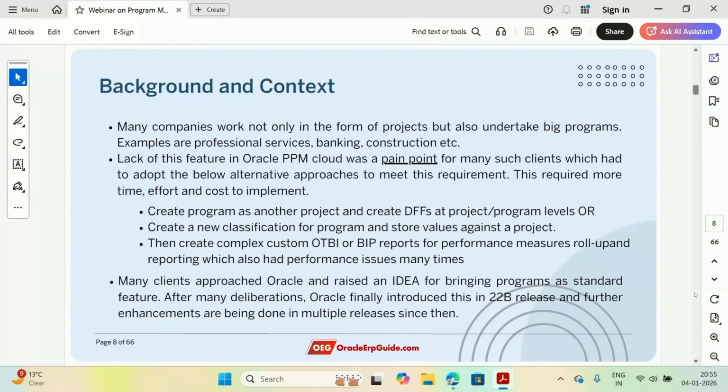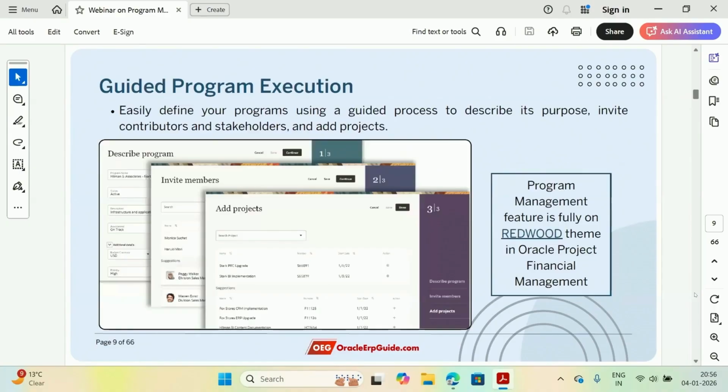And since then, now we are sitting in 26A, I think, further enhancements were done in all the subsequent releases. So this session and this presentation contain everything that has been done till now in program management by Oracle. Nothing has been left out, so it will be very informative for you. Okay, so let's deep dive now.